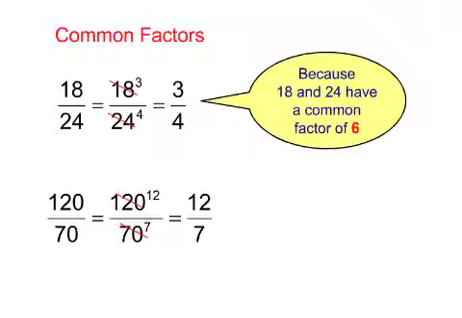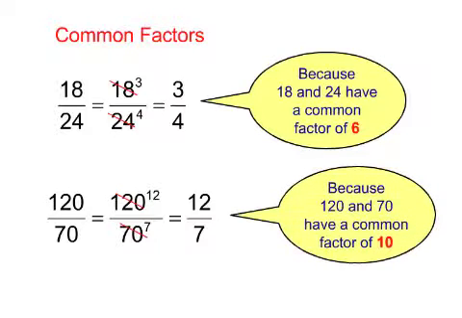Similarly, 120 over 70 is divisible by 10. In other words, 120 and 70 have a common factor of 10. That gives us an answer of 12 over 7.